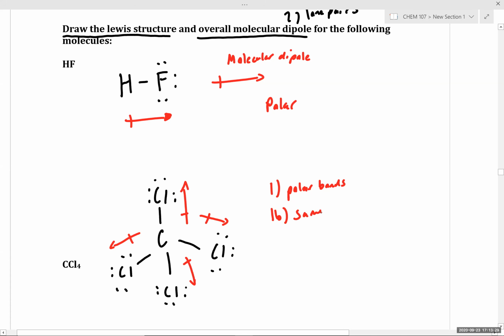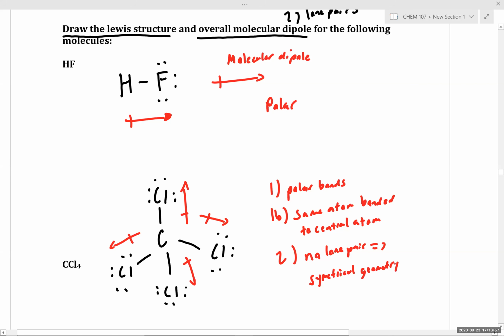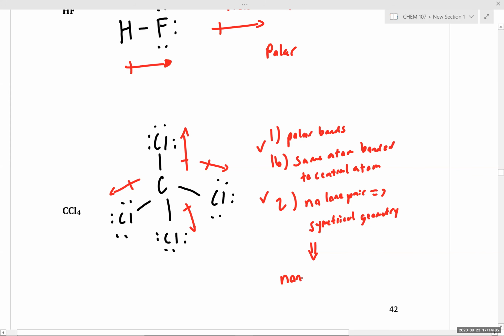And we have the same atom bonded to our central atom. Okay. Do we have a lone pair on our central atom? So we have no lone pair. And as a result, we have a symmetrical geometry. As a consequence of this, as both of these conditions are met for our shortcut, we have a non-polar molecule.